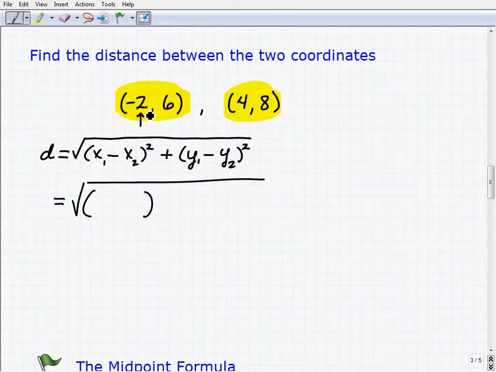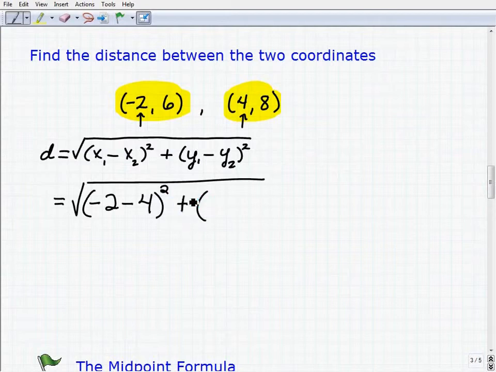This is one of the x coordinates, so that could be your x1. This notation here, x1 or x2, is just indicating, hey, pick the x values, the x coordinates in each point. So we're talking about negative 2 and 4. We're going to subtract those two x coordinates, so it'll be negative 2 minus 4, in parentheses, just following the formula, and then we're going to square it, plus, now we're going to do the same thing, but this time we're going to use the y values in each coordinate.